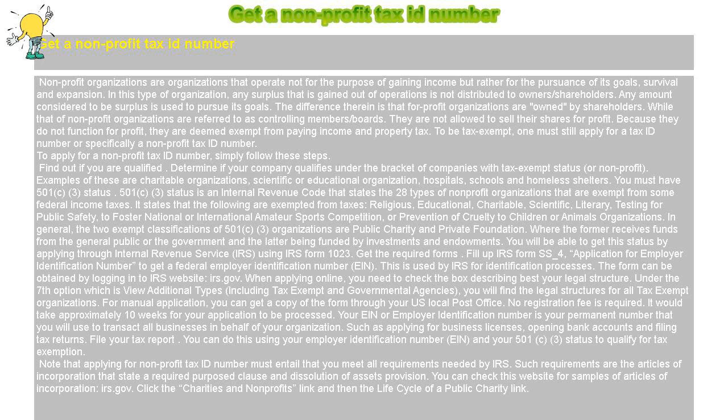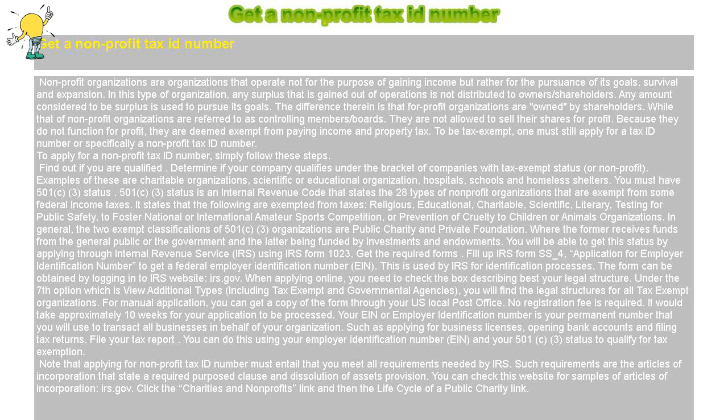To be tax-exempt, one must still apply for a tax ID number or specifically a nonprofit tax ID number. To apply for a nonprofit tax ID number, simply follow these steps.